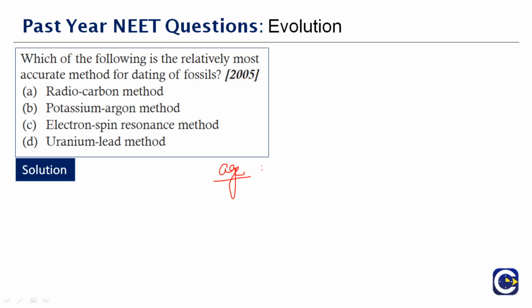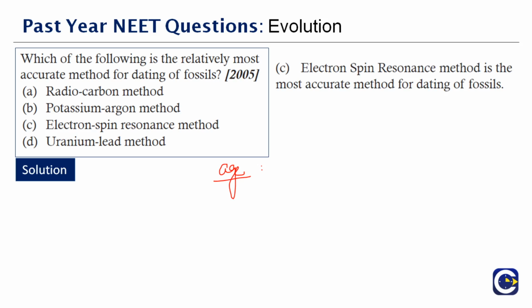So now I've given you an answer. What is this radioactive dating? But which of the following is the relatively most accurate method for dating fossils? If you see, it is option C, electron spin resonance method, which is the most accurate method of dating fossils. Other than that, the other two important methods are the radiocarbon method. They go for electron spin or they go for radiocarbon dating.